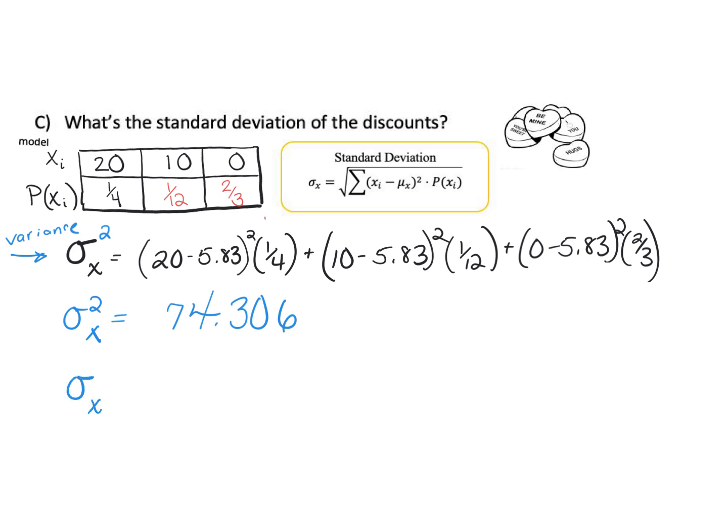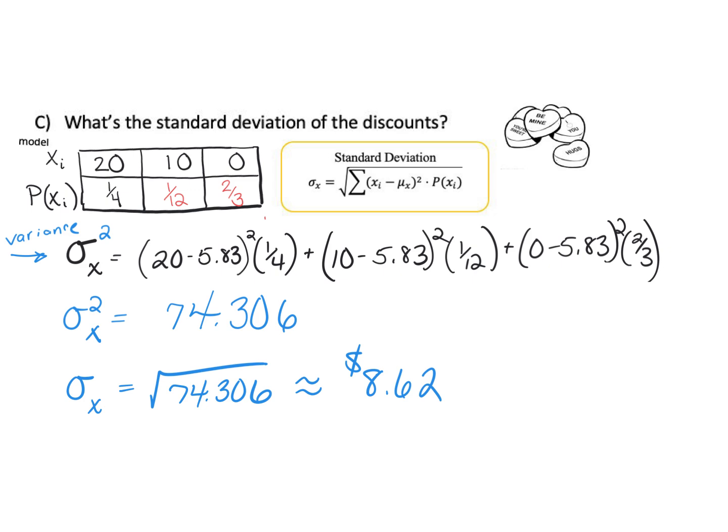So what am I going to do? I'm going to find the standard deviation now by taking the square root of that previous answer, and I won't round it on my calculator. I get, for my final answer, approximately $8.62.